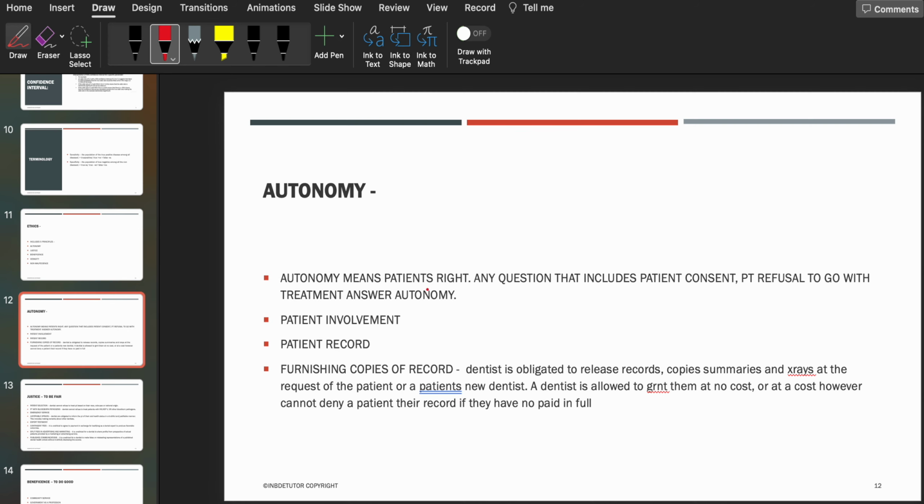Now, as I already mentioned, autonomy is something to do with the patient's rights. Any question that includes patient's consent, or patient's refusal to go with treatment, answer autonomy. So if the question talks about patient's consent or patient's refusal to go with treatment, just go ahead and mark autonomy. It means patient's involvement and patient records as well. Now, furnishing copies of records.